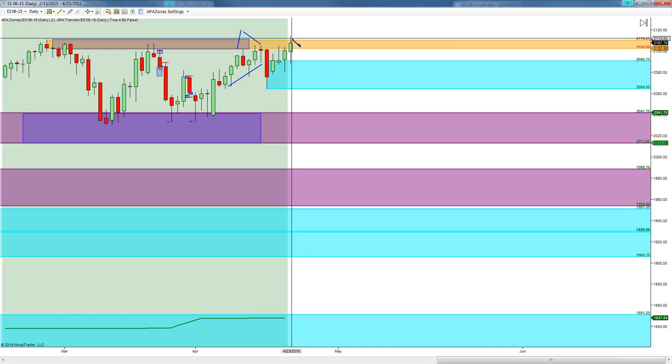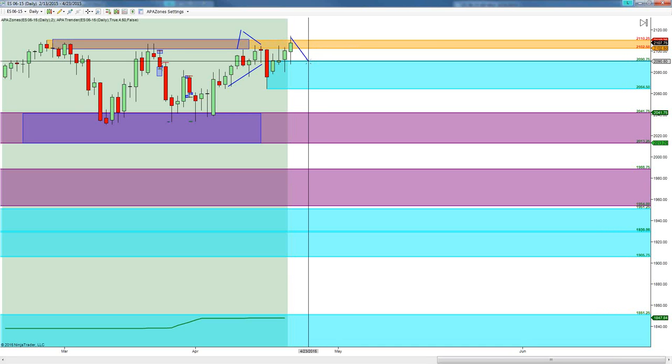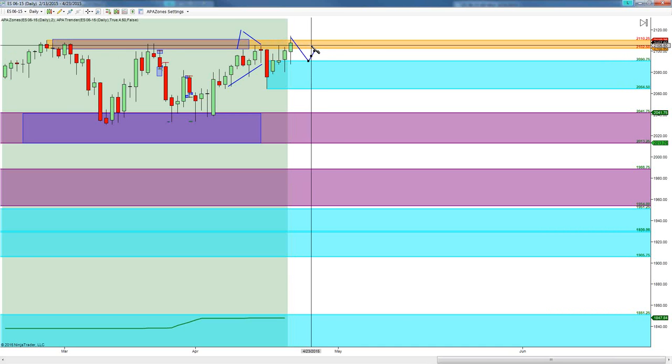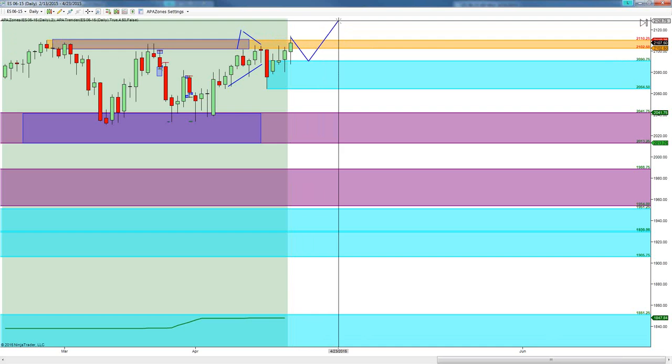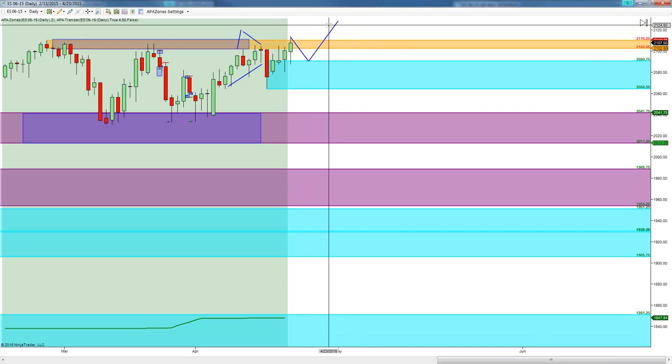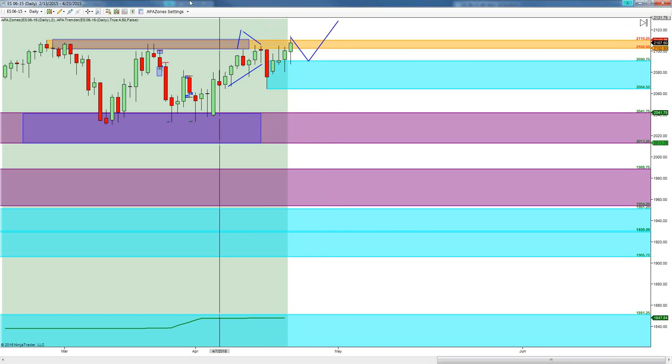So now that we've done that, I'm looking for price to come down here again, retest support, and the shift of supply and demand will be complete, all right? So that is what I would be looking for here on the ES.